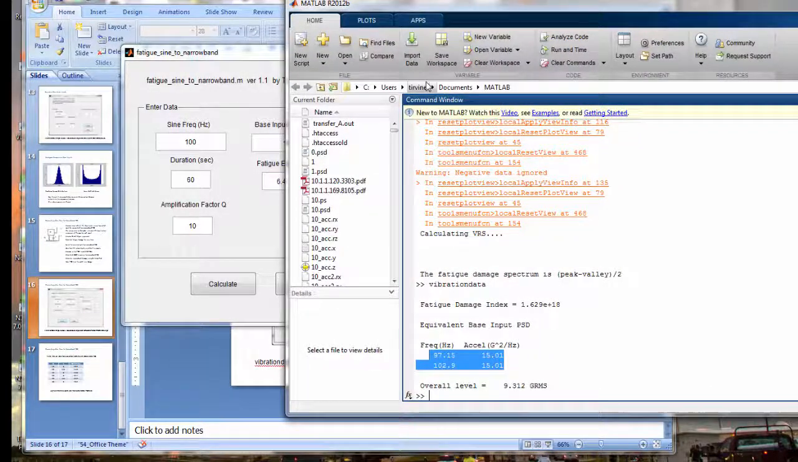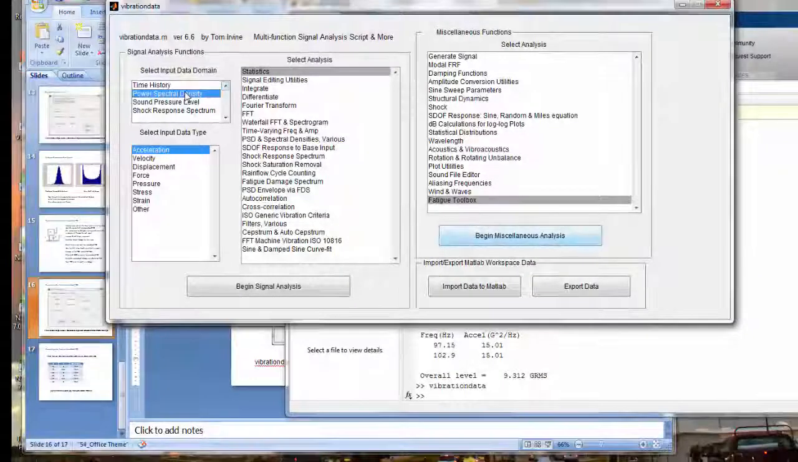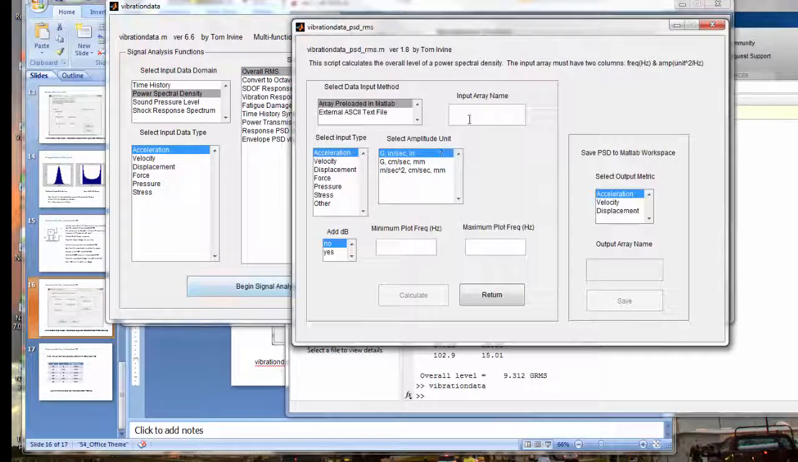And if we go to vibration data, and let's see if this will work. If we go to a PSD input, overall RMS, we've run this one before. I'm going to plot from 20 to 2000, even though this is a narrow band, but this will help show you how it's a narrow band. I put in the fatigue damage there. I don't want the fatigue damage. I want NPSD. You should have caught me on that one.